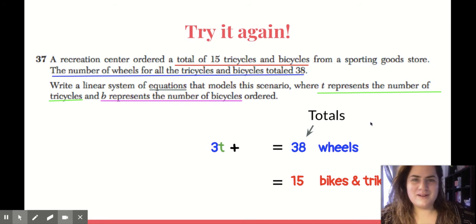What about the next part of the equation for bicycles? If you said 2B, you're correct. 2 wheels in every bicycle.